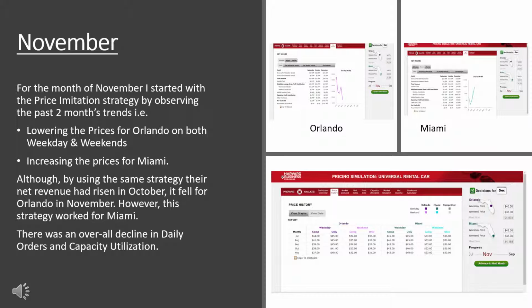I started with the price imitation strategy for November by observing the past 2 months' trends, that is, lowering the prices for Orlando on both weekday and weekends and increasing the prices for Miami. Although by using the same strategy, their net revenue had risen in October, it fell for Orlando in November. However, this strategy worked well for Miami. There was an overall decline in daily orders and capacity utilization.